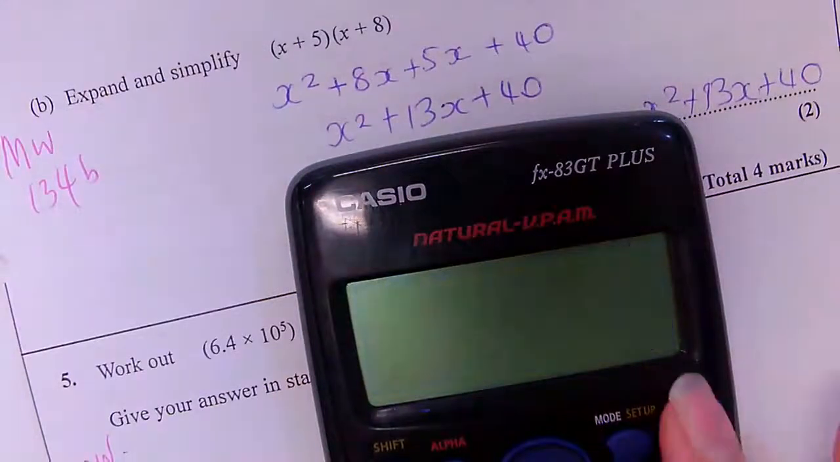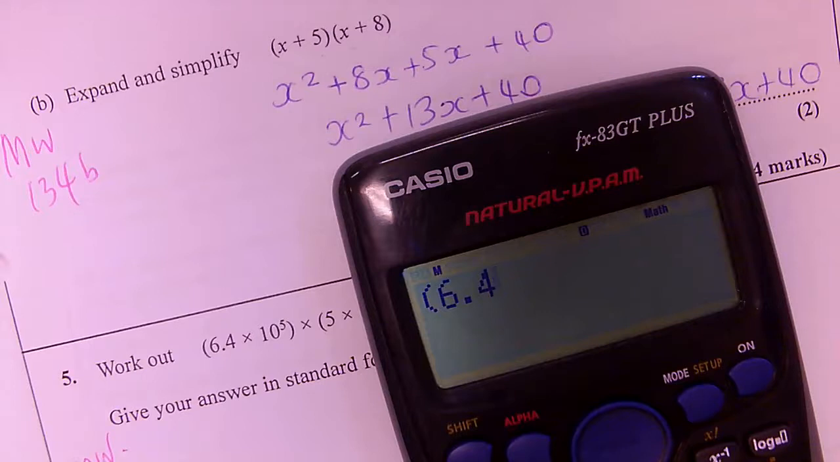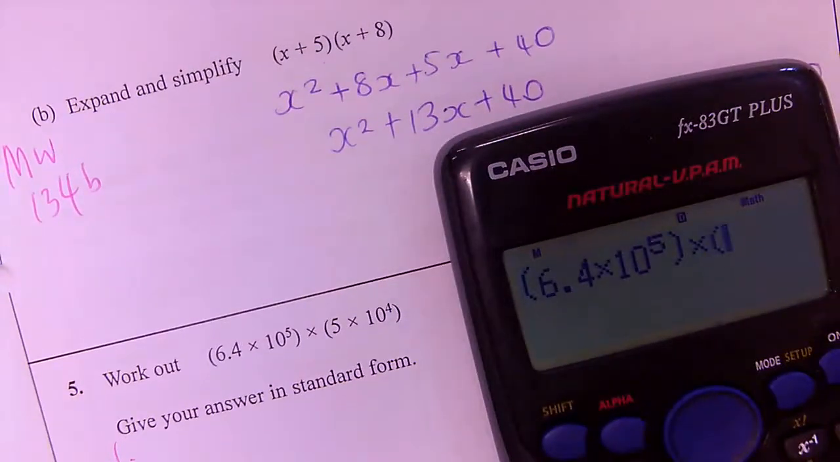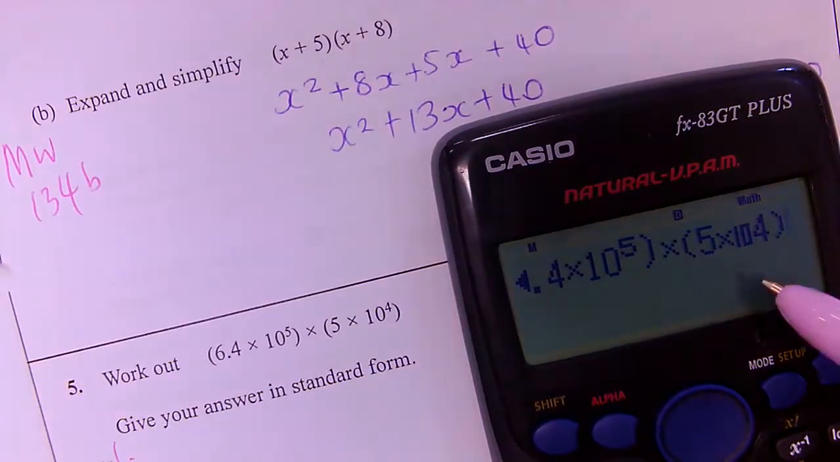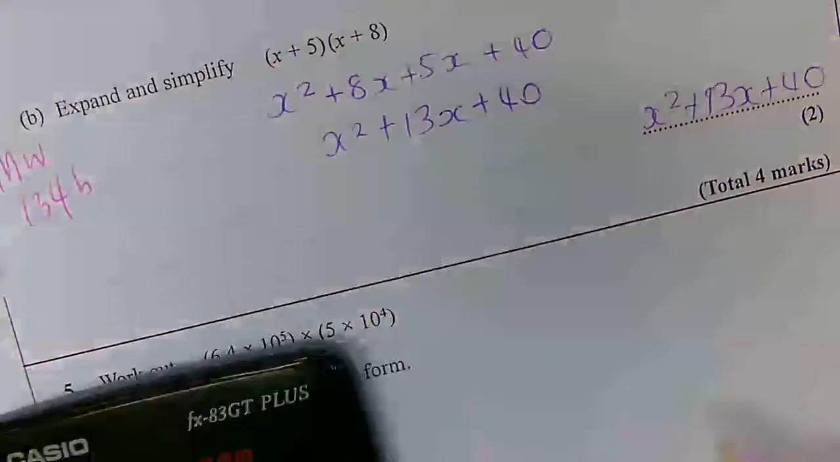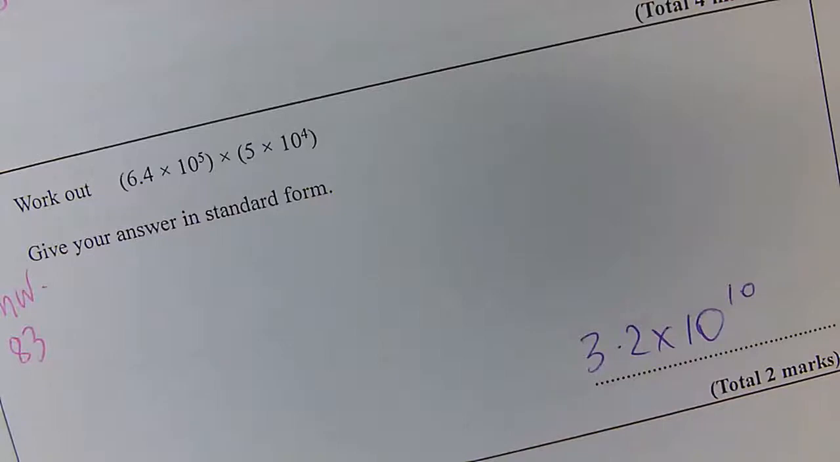Right, next, work out in standard form. This is a calculator paper, so type it straight in. So we've got bracket 6.4 times 10 to the 5. You can either use this button here, if you like, that's the proper way to do it, or you can do times 10 to the power of 5. It really doesn't matter. Close your bracket. Bracket 5 times 10 to the power of 4. Close your bracket. If you're using this button down here, you don't need the little 4. It knows what it's doing with that. So give your answer in standard form: 3.2 times 10 to the power of 10. 2 marks for just typing into your calculator. That is it. Okay, next.